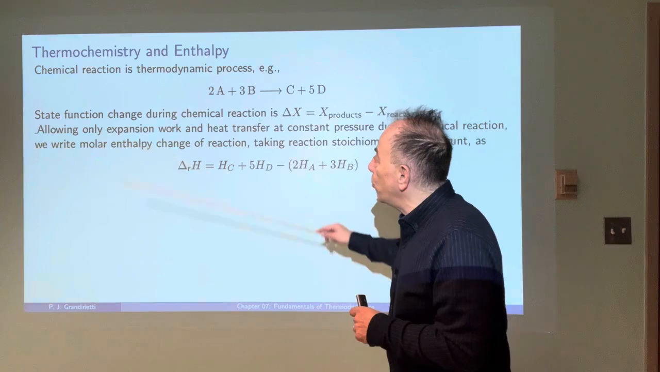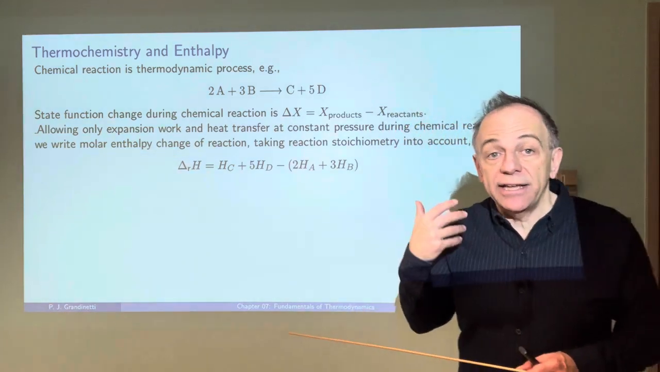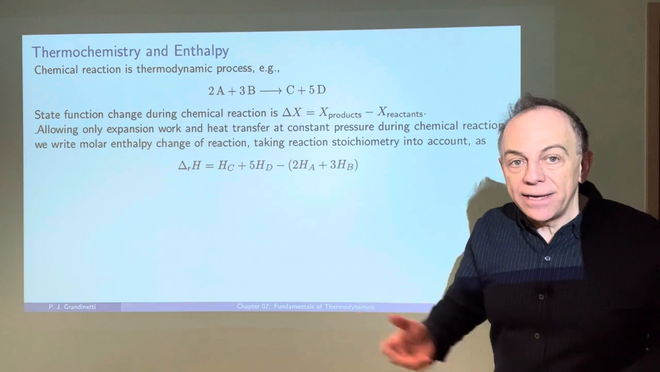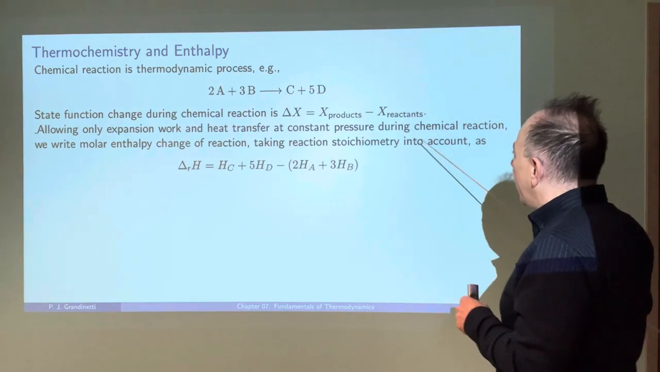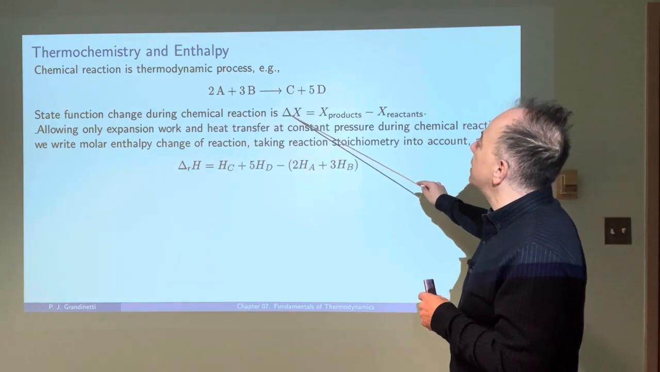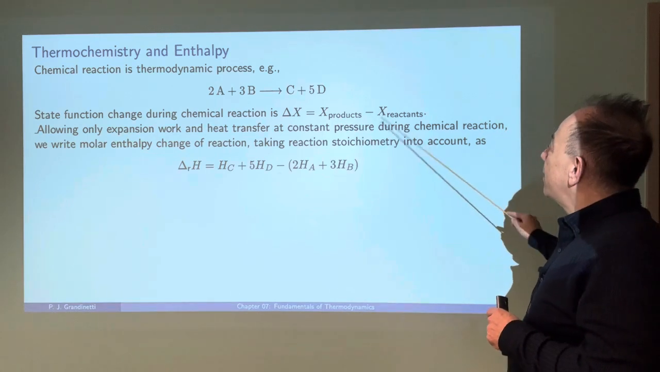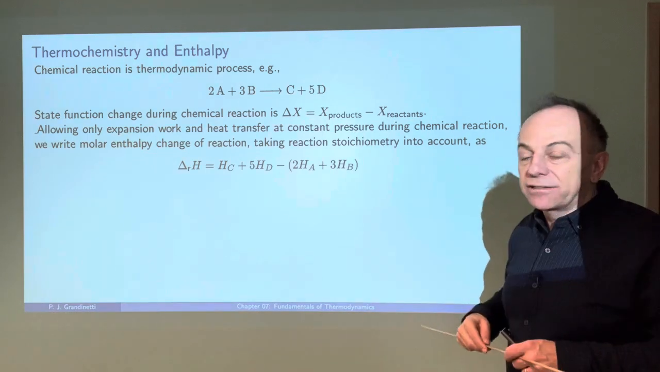And for this reaction, we can calculate changes in state functions. So it could be internal energies, enthalpies, could be volumes. And we will write for those state functions that the delta X, where X is some generic state function, is just X for the products minus X for the reactants.